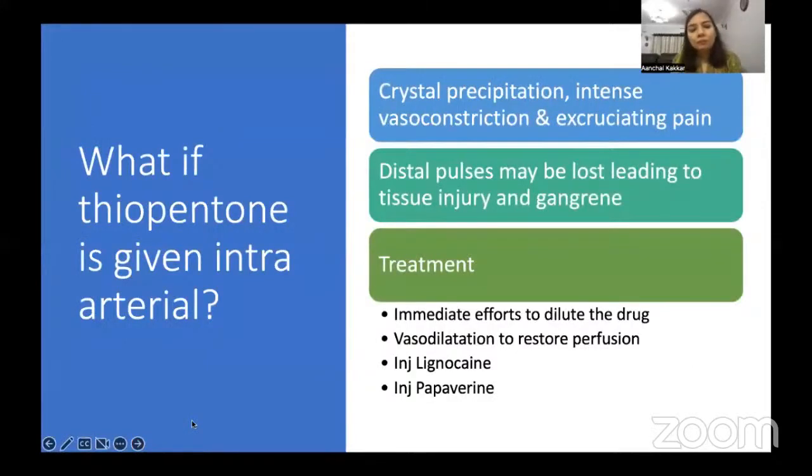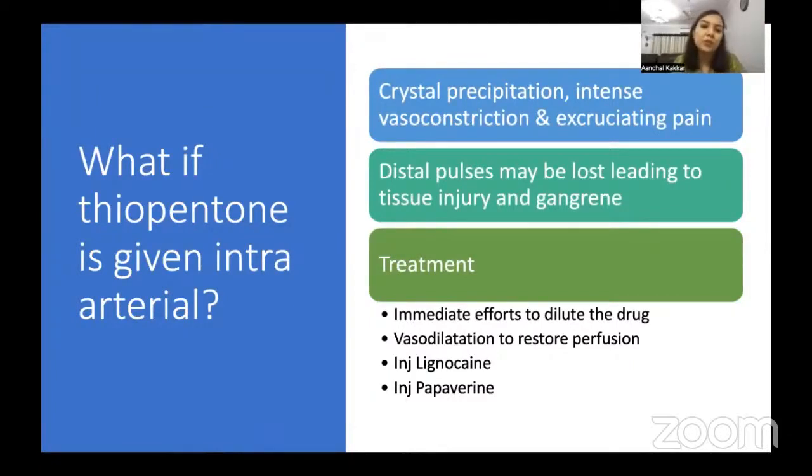So again, the next question commonly asked with thiopentone is, what if thiopentone is given intra-arterial? Thiopentone, you all know, has a very high alkaline pH. So once it is given intra-arterially, rapid crystal precipitation occurs. Because of the rapid crystal precipitation, there is intense vasoconstriction and excruciating pain in the limb. And because there is obstruction of the vessel, the peripheral pulses may be lost and the limb may go into gangrene. What is the treatment?